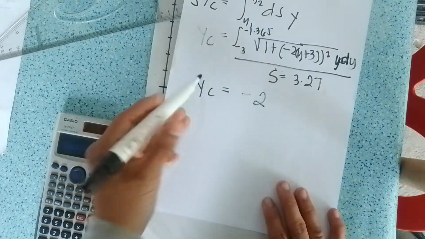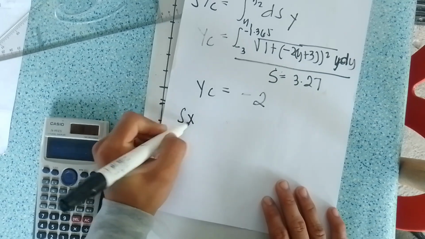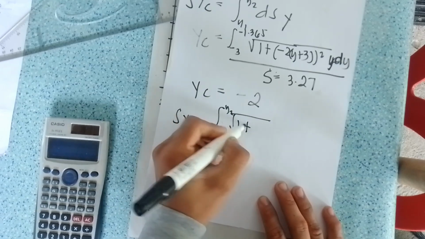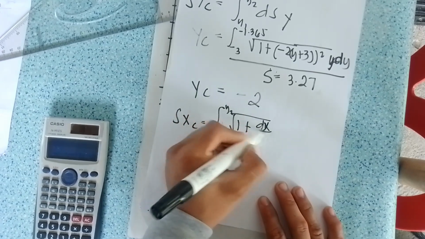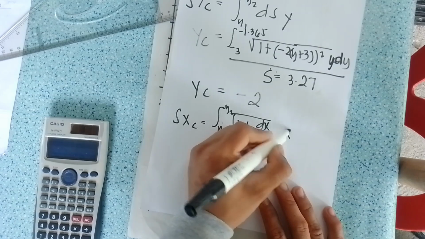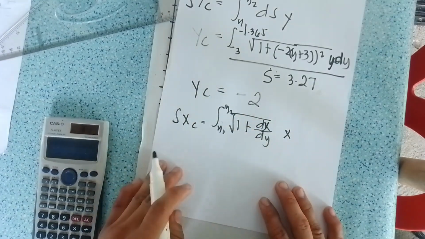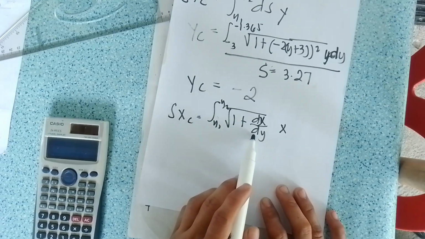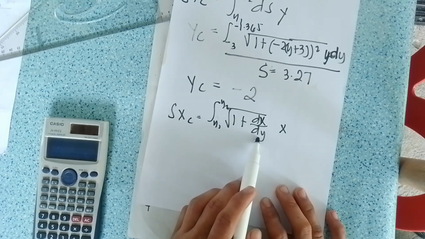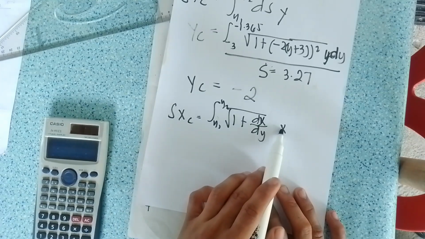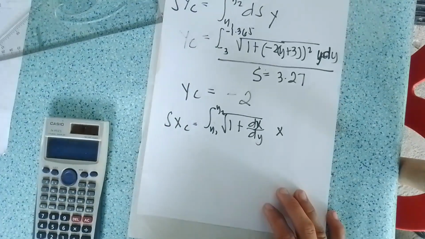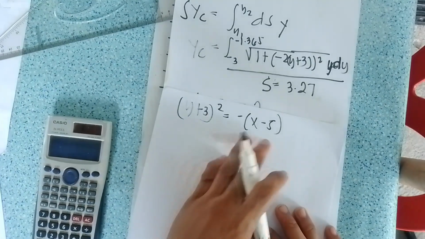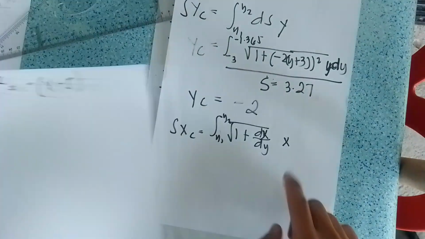So solving for x bar, or xc, s times xc is the integral from y1 up to y2 of the square root of 1 plus dx over dy times x. Okay. So here, if you notice, our limits is from y1 up to y2 and our denominator here is dy. Therefore, for solving for xc, this x should be in terms of y. Diyan tabulan si y from the equation of the parabola. So, solve natin sa x ridya, kasi naka-y kita ridya.